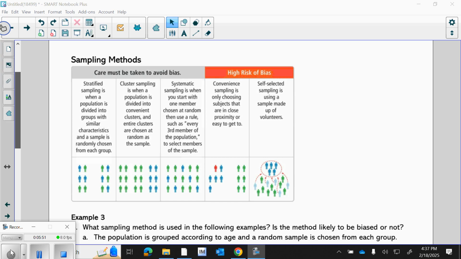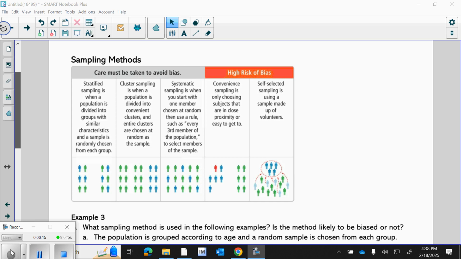Systematic. Systematic is very easy to identify because you're going to choose according to a rule. So you'll hear them refer to something like, maybe you're standing at the doorway and you only survey every 5th person. But you'll hear that rule, and like I said, it's easy to identify.